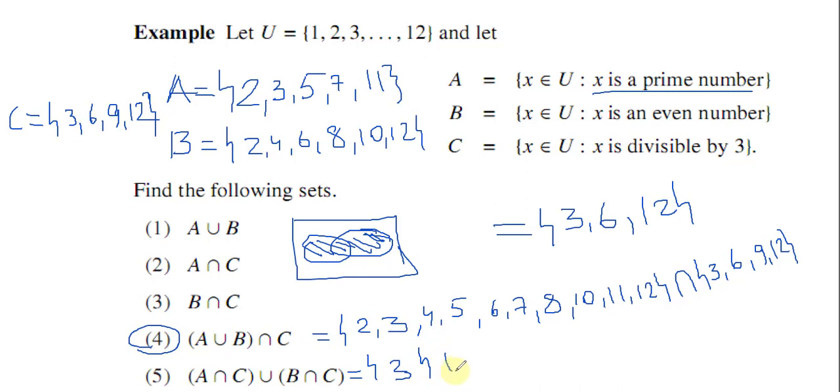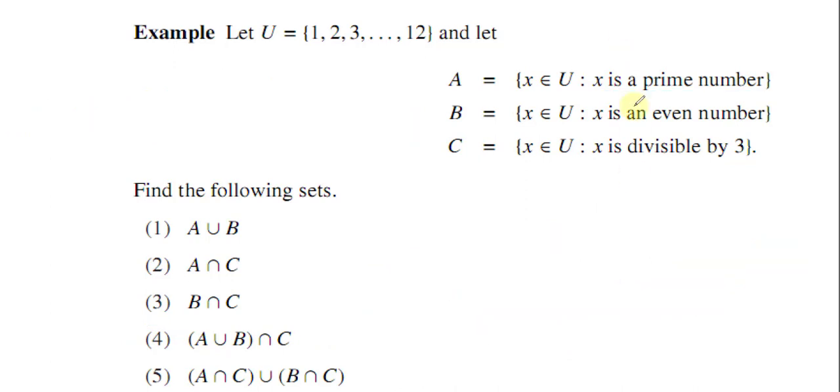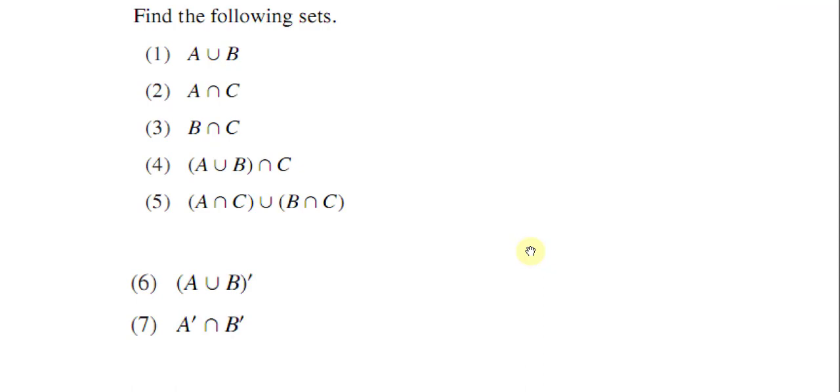And now B intersection with C. And here we have just 12. So the answer is 3 and 12. This is the union of these two sets. And the next ones we will do at home.